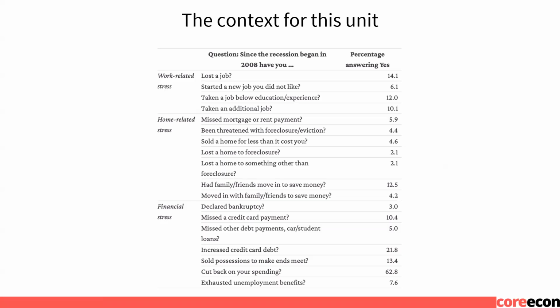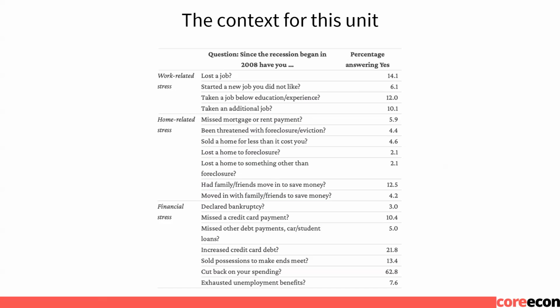Now, the introduction. As you can see, the aggregate behavior of the economy has something important to say about ordinary people's daily experiences. So after the 2007 recession, people were asked if they had lost their jobs, and a considerable portion said yes. They were asked if they started a new job that they did not like. Again, a considerable portion said yes. Taking a job below their education and experience, so not matching well, yes. Taking an additional job, again, yes there. You can see quite a few unpleasant experiences, all connected to the financial crisis.